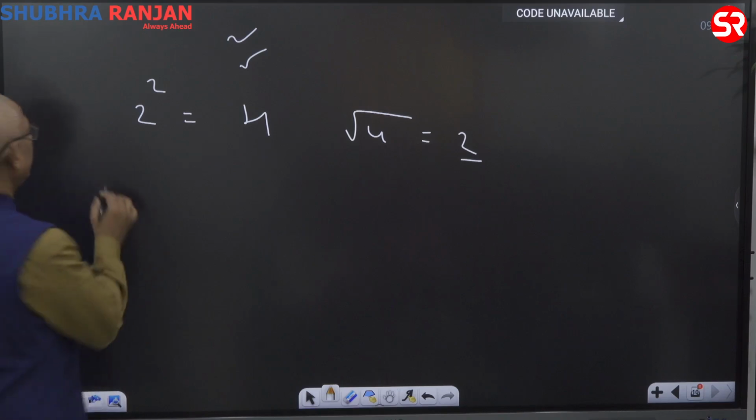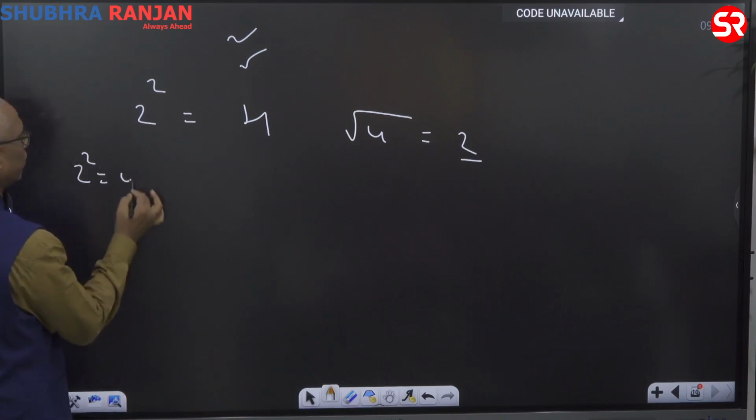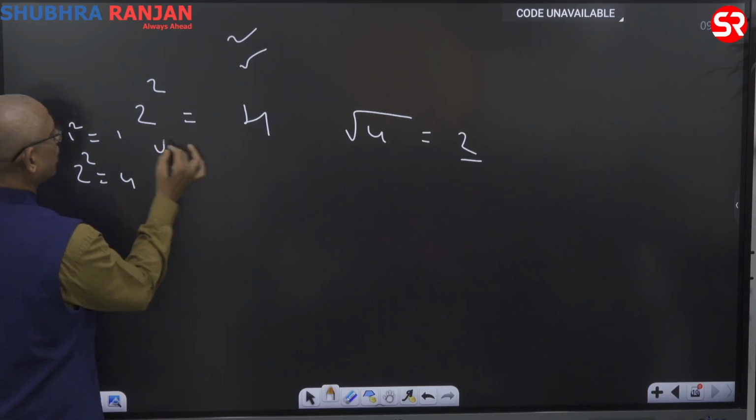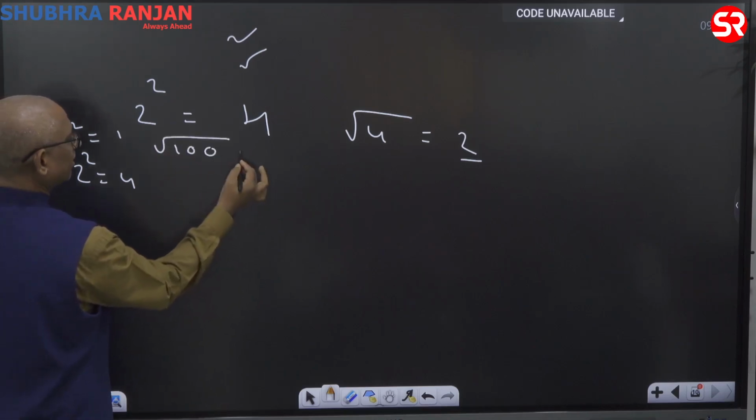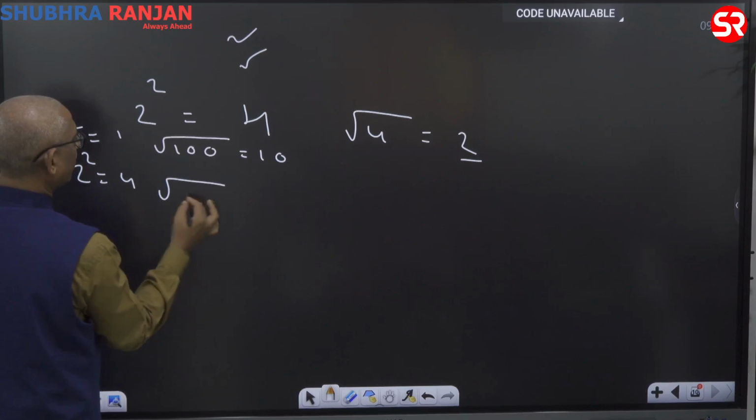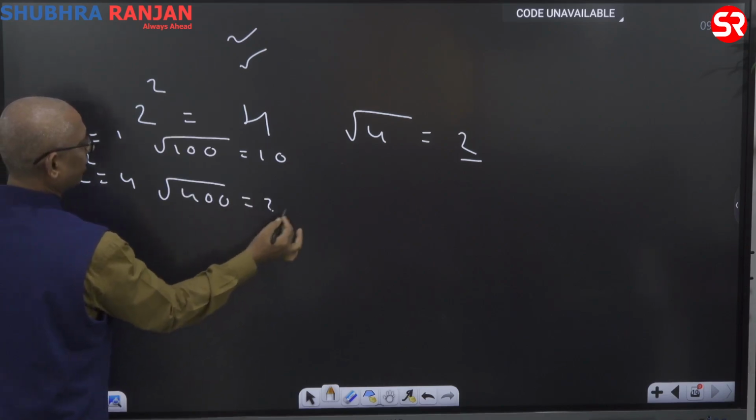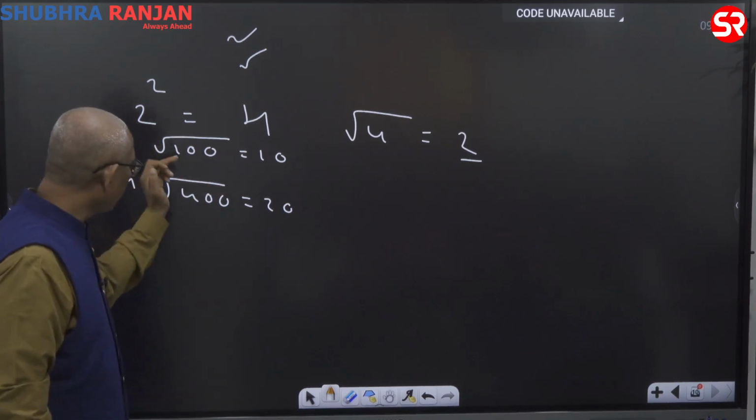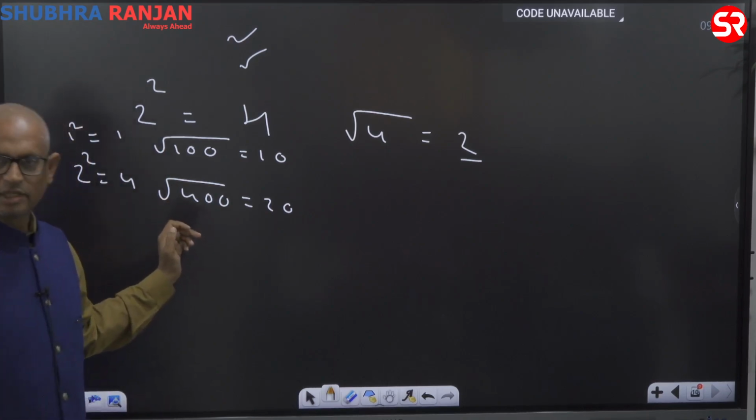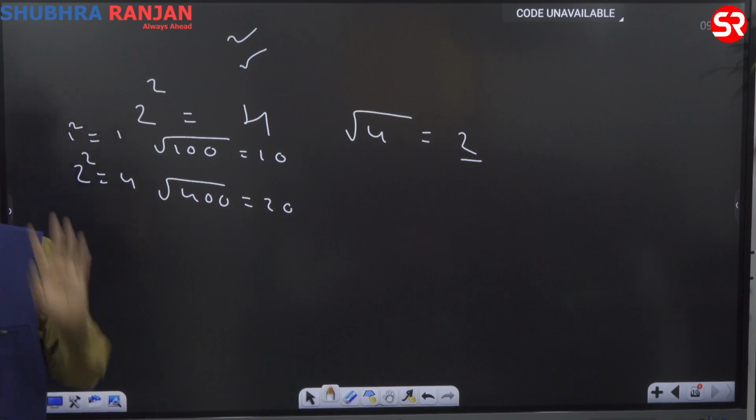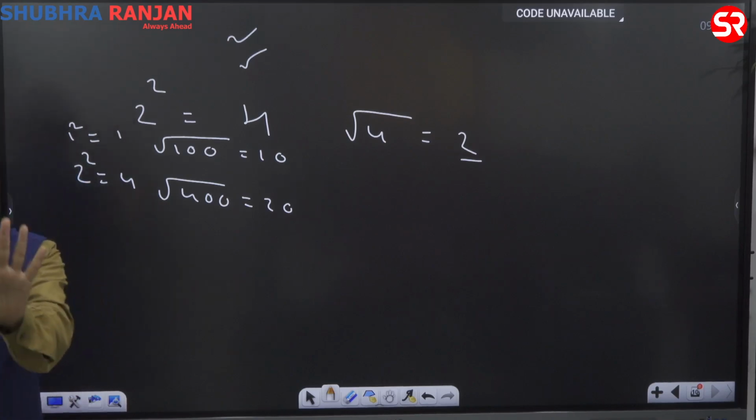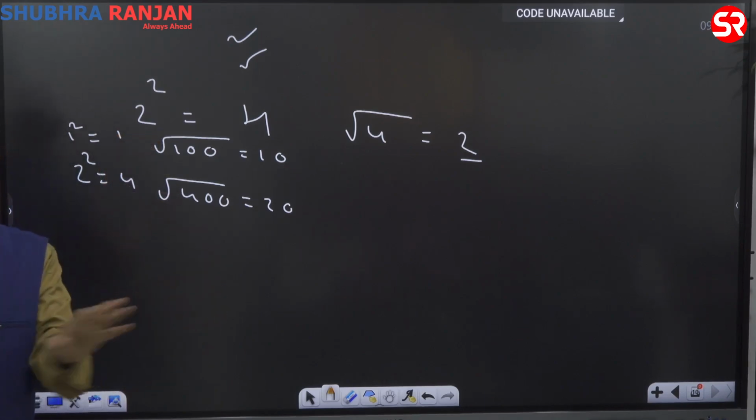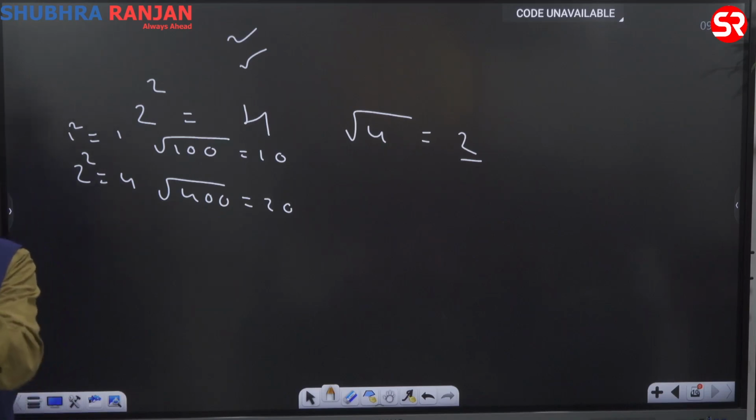Now, 2 square is how much? 4. 1 square is how much? 1. What is square root of 100? What is square root of 400? Now my question is, any value in between root 100 and root 400, definitely it must be 10 to 20 only. There are only 10 numbers which are square roots between root 100 and root 400. Rest won't get square roots. Am I right or not?